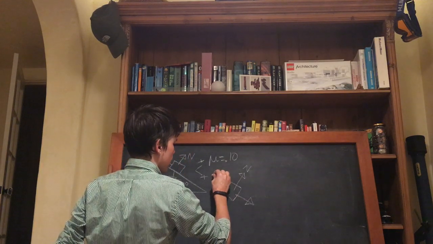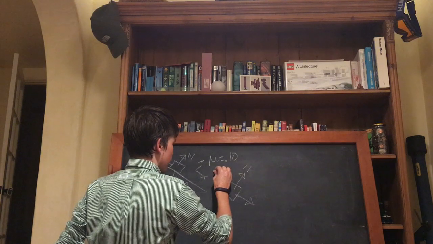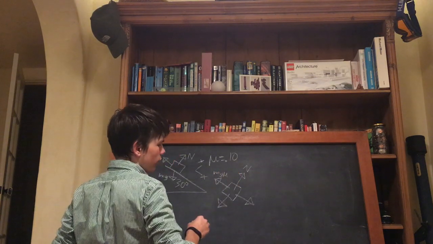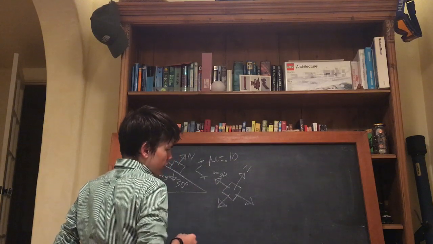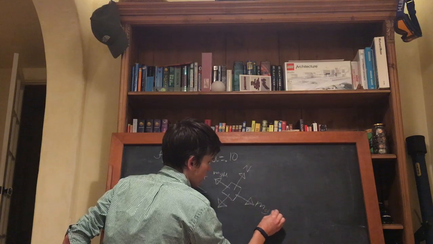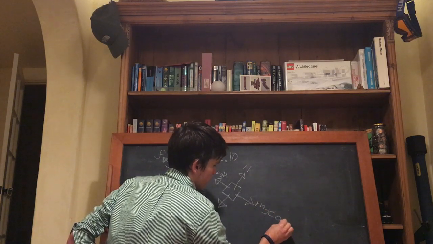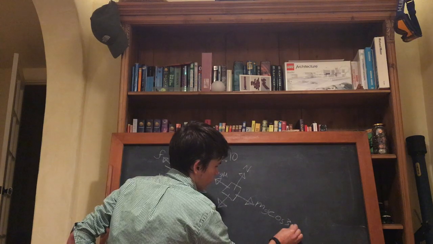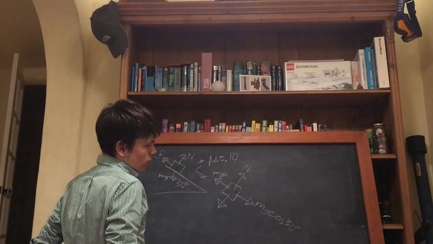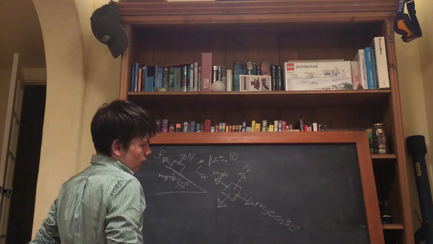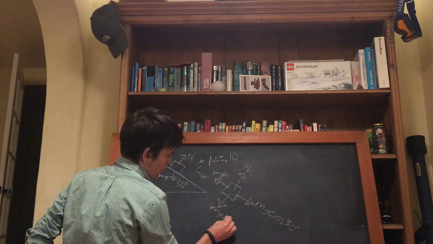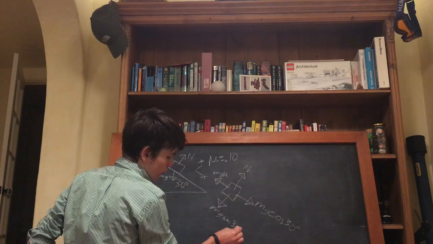This is friction, which we are going to label as mg u. The other direction would be mg cosine of 30. And then here, this would be mg sine of 30.